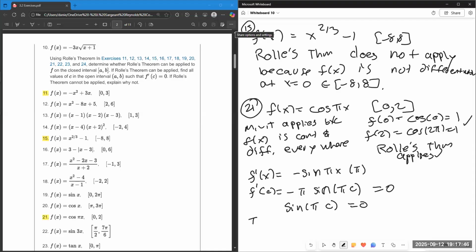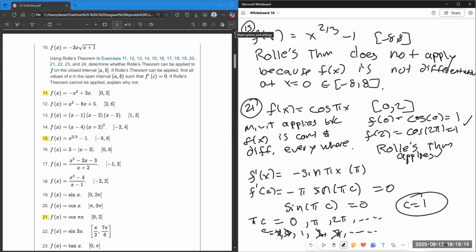Pi times c is going to be equal to zeros of sine, which are at 0, pi, 2 pi, and so on. So c is going to be 0, 1, 2, 3, and so on. Well, I want a c that's in the middle of the interval, so I don't want 0, I don't want 2, I don't want anything bigger, I don't want anything smaller. The only one that I want is 1 for my c value there.